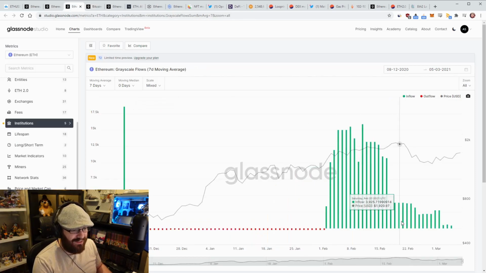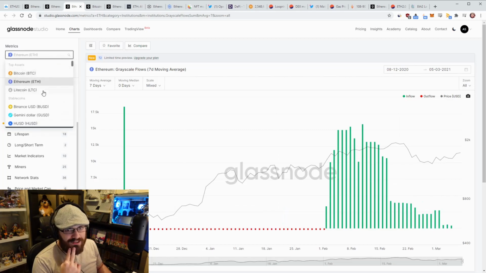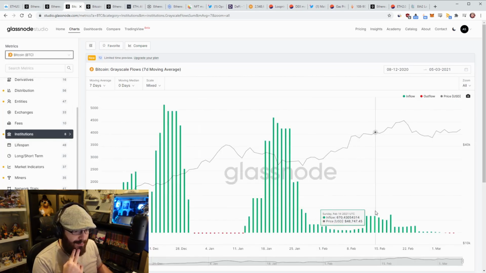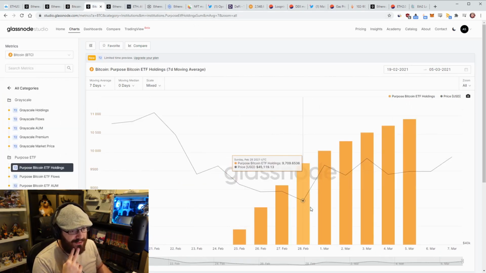And you can see here that the inflows for Grayscale really tapered off, maybe a few days before that ETF launch, but since then it's been on a downtrend here. So that's interesting to see. And if we go to Bitcoin, we can see their flows. This tapered off earlier than ETH did, for example, but still, could the ETF be playing a part here? Because this ETF is extremely popular.